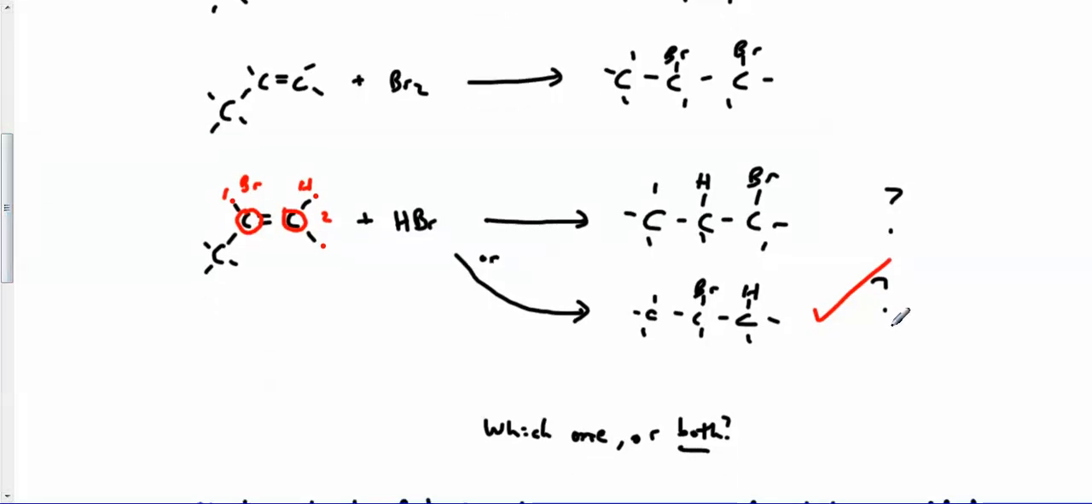This carbon right here has one H attached to it. This carbon has two H's attached to it. True? So where is the H going to go here? It's going to go to the carbon with the most H's. So the H will be going on this guy, and the Br will be going on this guy, and that makes this guy the proper answer. You will only ever get this guy, never this guy. Markovnikov's rule is 100%, rich get richer.